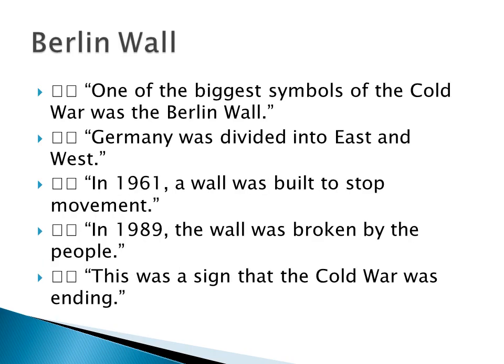The Berlin Wall was built in 1961, to divide East and West Berlin. It was constructed to stop people from moving to the western side. It became a symbol of Cold War division. In 1989, the wall was broken, marking the beginning of the end of the Cold War.